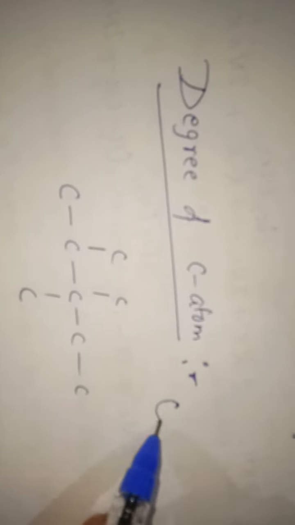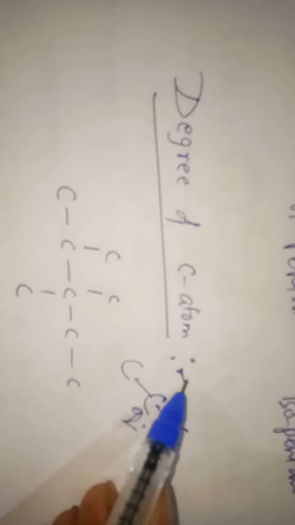Now the next point is the degree of carbon atom. If one carbon atom is attached to another carbon atom, its degree is 1. If attached to 2 carbon atoms, its degree turns out to be 2 degree. 3 carbon atoms, 3 degree. 4 carbon atoms, 4 degree. I repeat: this carbon atom links up with one carbon atom, its degree becomes 1. Now this carbon atom links up with another carbon atom, then its degree becomes 2. If linked with another carbon, its degree becomes 3. Linked with another carbon, the degree becomes 4.